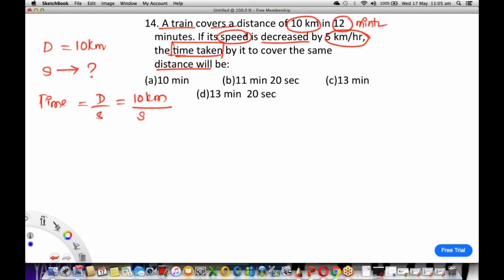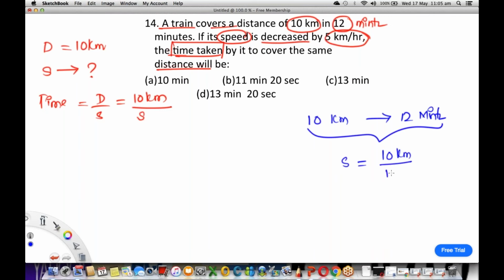Look at the first statement he mentioned. The train is able to cover 10 kilometers of distance by taking 12 minutes of time. By using this information, can you say the speed? Speed is nothing but distance traveled divided by time taken. Time taken is 12 minutes. We cannot take 12 minutes directly, right? You just convert it into hours.